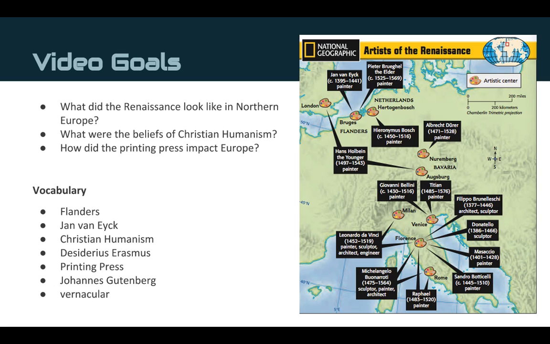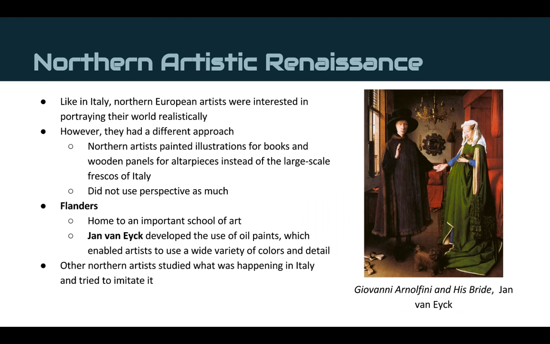Reformation. So our vocabulary includes Flanders, Jan van Eyck, Christian humanism, Desiderius Erasmus, the printing press, Johann Gutenberg, and the vernacular. So let's talk about the Northern artistic Renaissance.